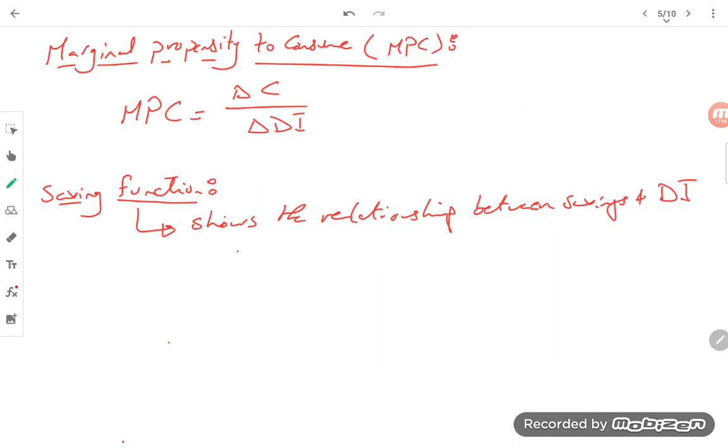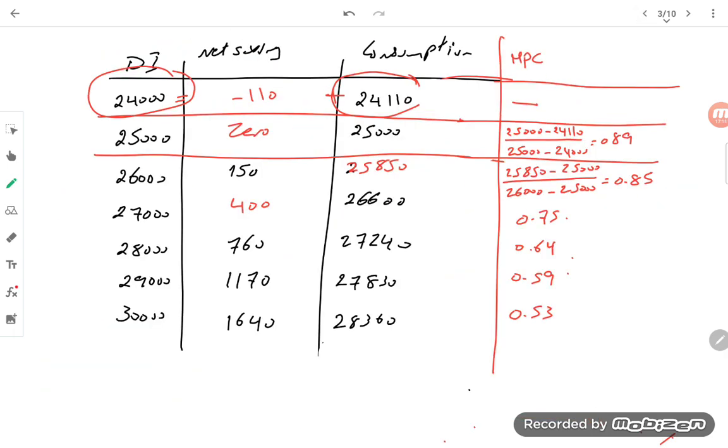If we return back to our example, it can be noticed that when consumption is greater than disposable income, savings is negative. When consumption is equivalent to disposable income, savings is 0. And finally, when consumption is less than disposable income, savings is positive.